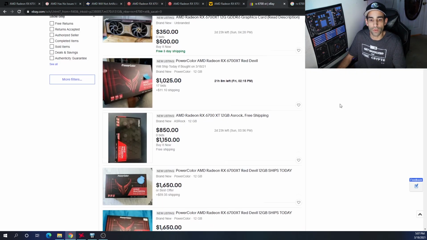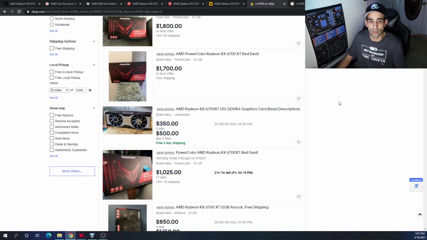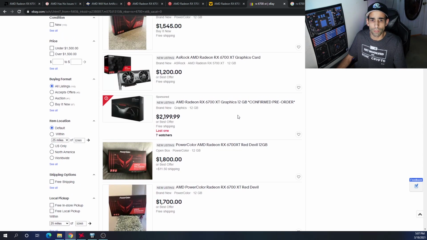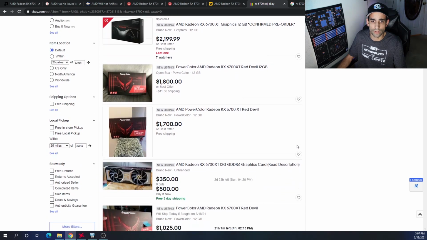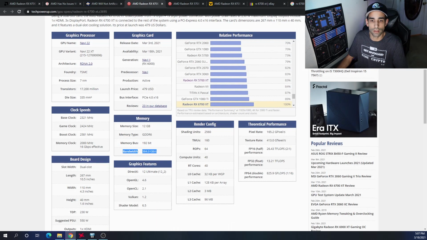I mean, within a few minutes of these GPUs being available to buy on AMD.com, which said they were going to release slowly, Newegg had to shuffle. Within minutes of the release, these GPUs are already being sold, and they're at crazy prices. I mean, $2,200, $1,200, $1,800, $1,700. This is ridiculous. And I posted about this on my Twitter page. And they're not going to go away.